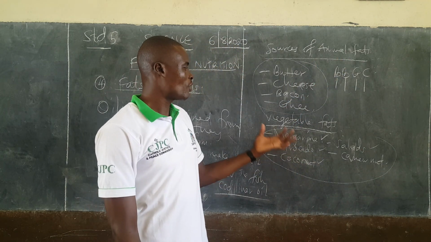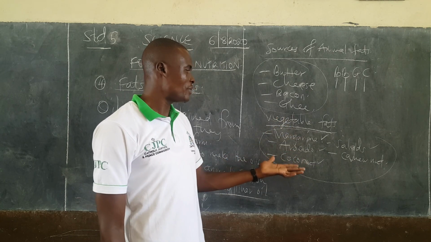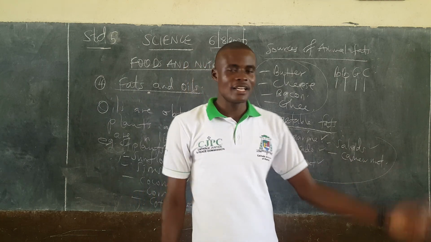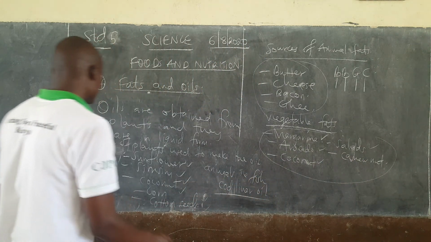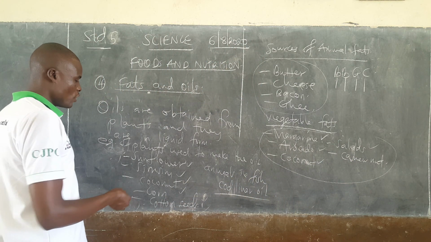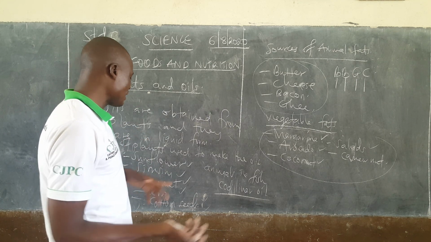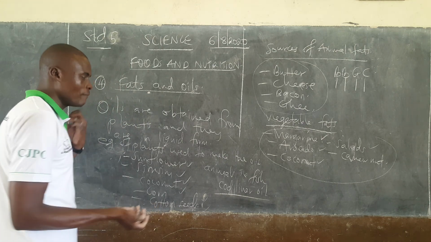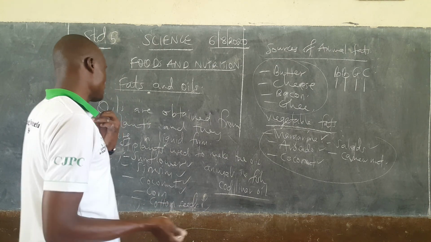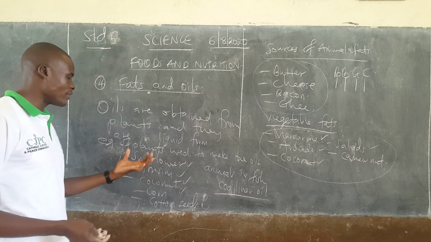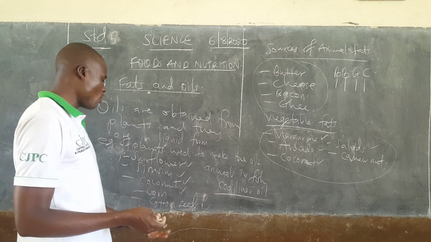And then we talk of vegetable fats. These are now easy. You can memorize this: margarine, avocado, coconut, salads, and cashew nut. Then when it comes to the oils, we have just the plants. We will not be told exactly to give examples of the oils, but plants that give us the oils. We have the sunflower, simsim, coconut, corn.